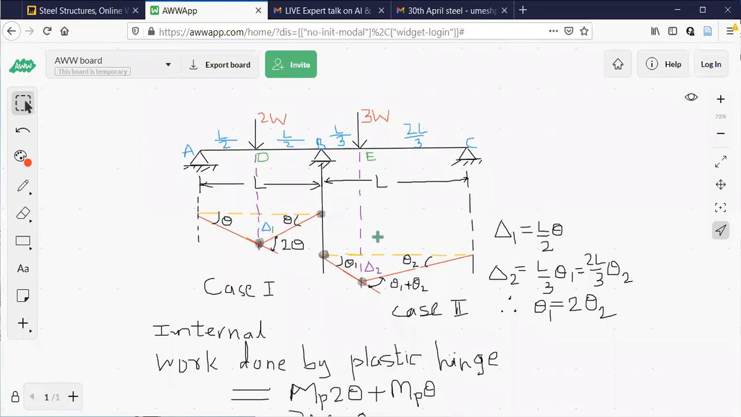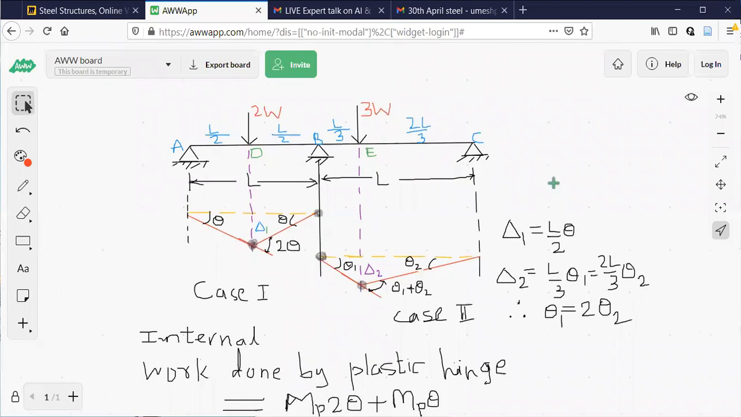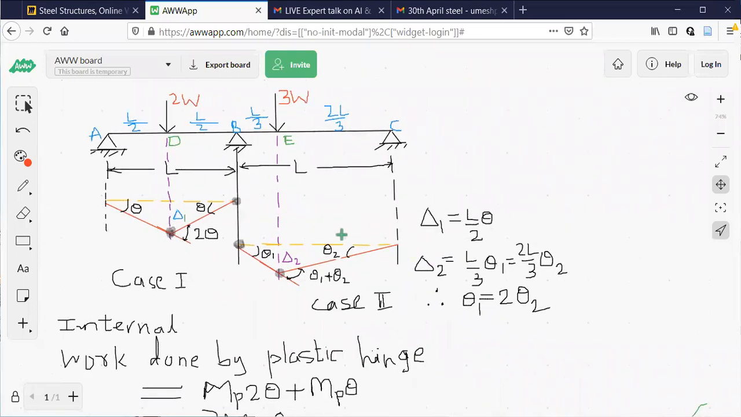Now let us see this one here. Look at only the span AB. Separately you should calculate, then consider BC separately and calculate. Whichever is smaller, that is the collapse load. So let us try to understand in terms of delta 1.